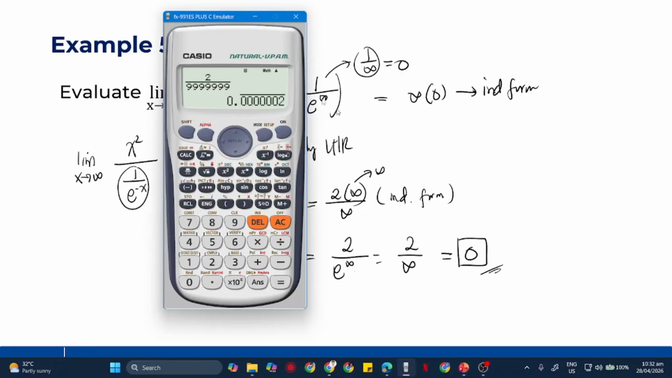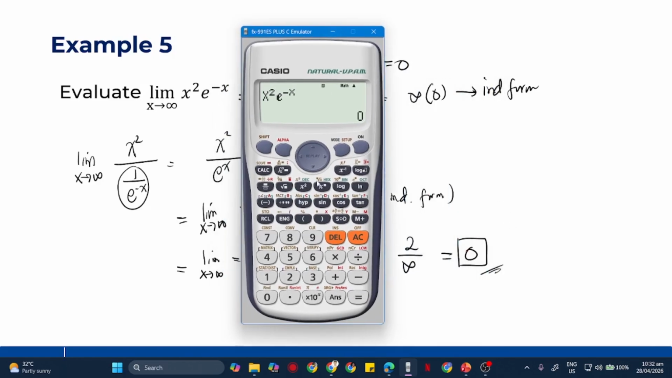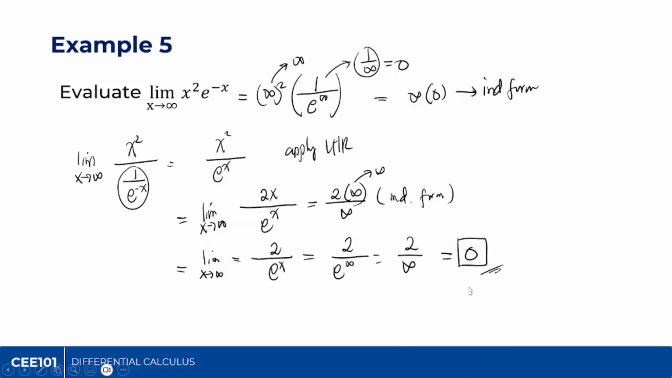Okay, kung try natin yan ilagay sa calculator. So we have here x squared, then e raised to the power of negative x, no? Then calc natin as x approaches to positive infinity. So lagay tayo ng malaking number. So for example, 5 nines. Okay, you would get what? 0. Kuha ba? You would get 0. So yung sagot dito is actually 0.